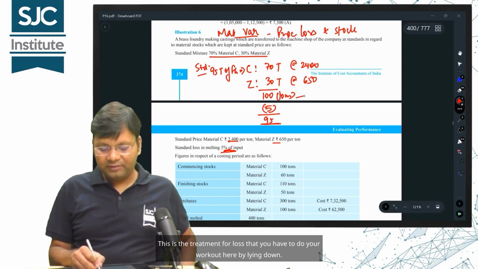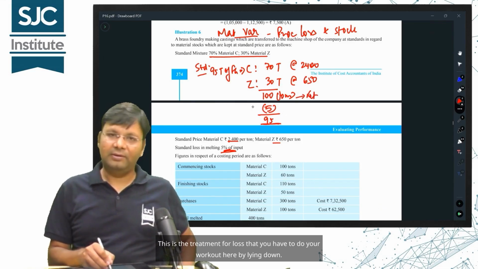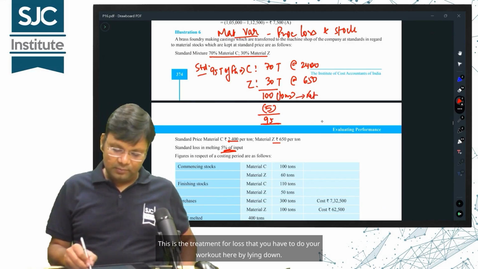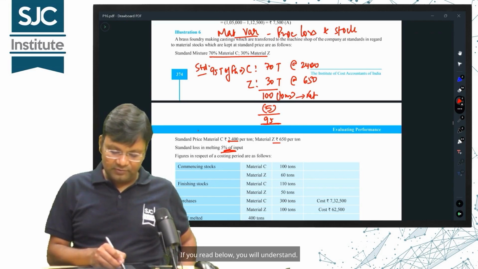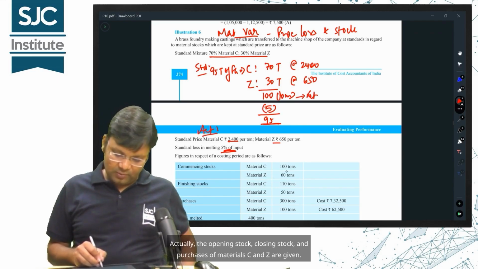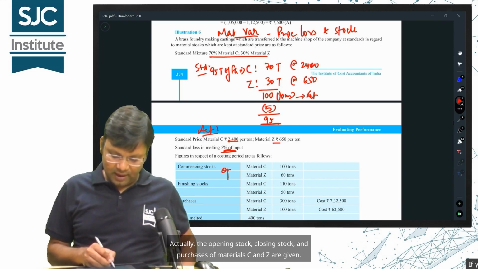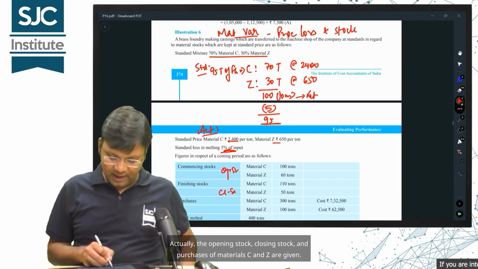This is the treatment for loss that you have to work out here. Then what is actually given? If you read below, you will understand. Actually, the opening stock, closing stock, and purchases of materials C and Z are given.